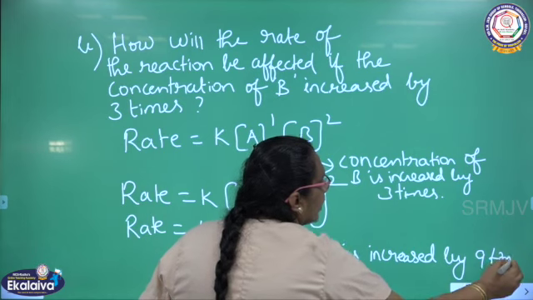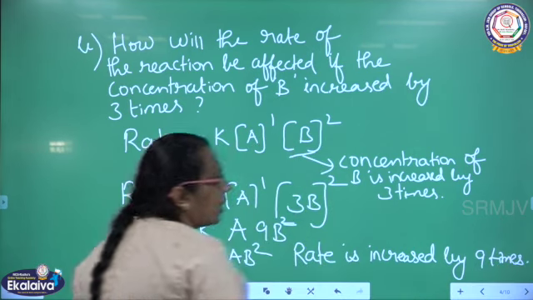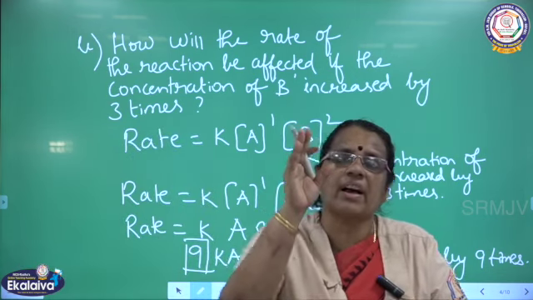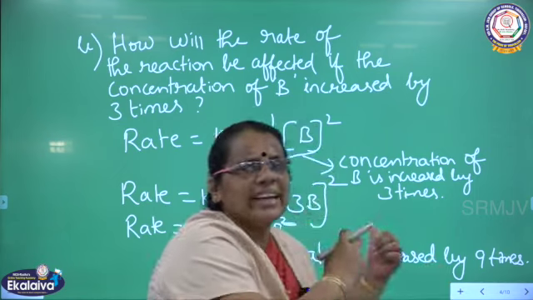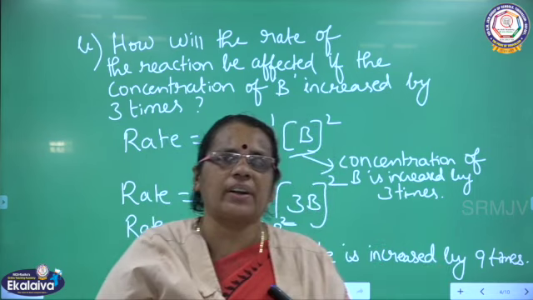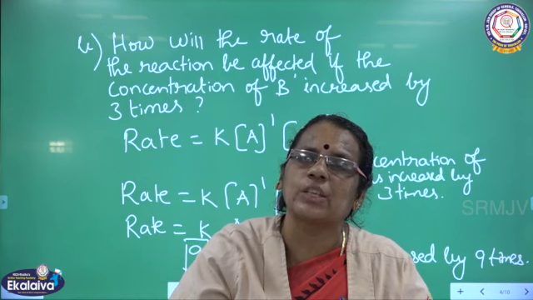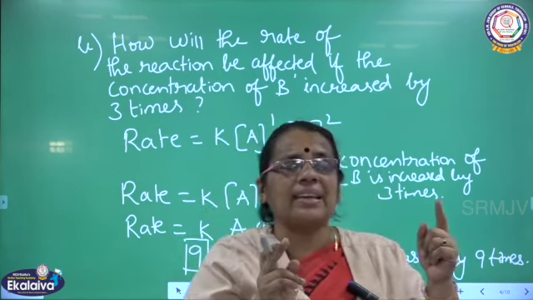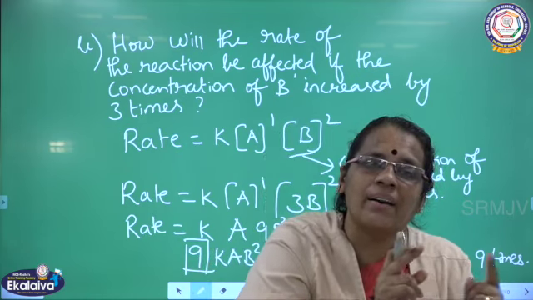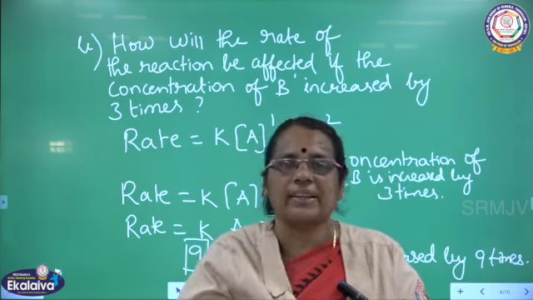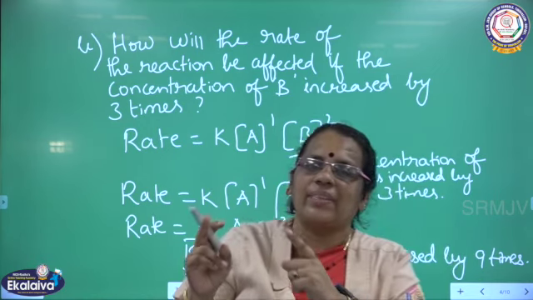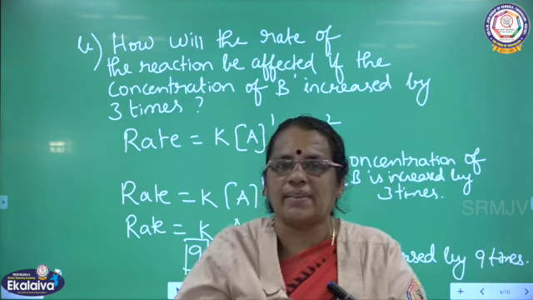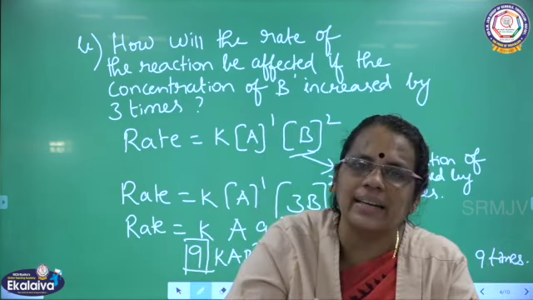So when the concentration of B is increased by 3 times, how is the rate affected? Here, the rate of the reaction, the speed of the reaction, is increased by 9 times. Already I told you, concentration and rate of the reaction are directly proportional. Already we have seen the factors. When the concentration increases, the rate of the reaction also increases. When the concentration decreases, the reaction rate also decreases.